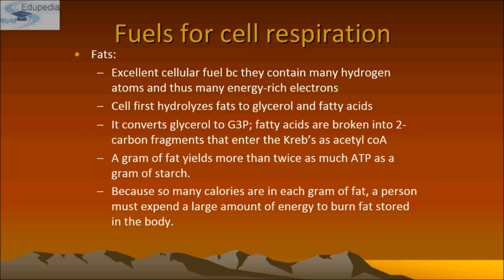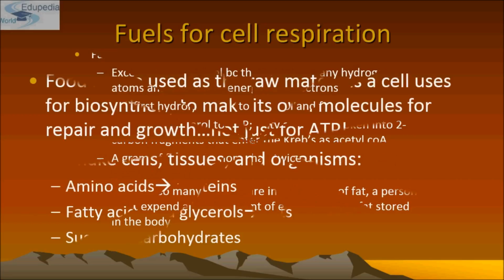Fats contain many hydrogen atoms and thus many energy-rich electrons. Cells first hydrolyze fat to glycerol and fatty acids. It converts glycerol to G3P, and fatty acids are broken into 2-carbon fragments that enter the Krebs cycle as acetyl-CoA, that is acetyl coenzyme A. 1 gram of fat yields more than twice as much ATP as a gram of starch. Because so many calories are in each gram of fat, a person must expend a large amount of energy to burn fat stored in the body.